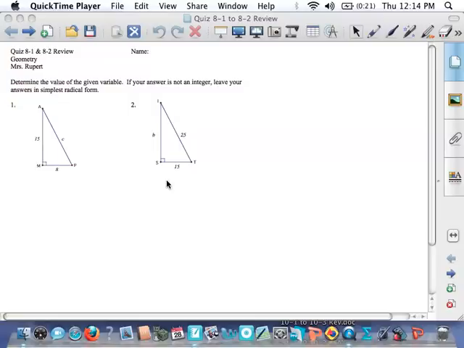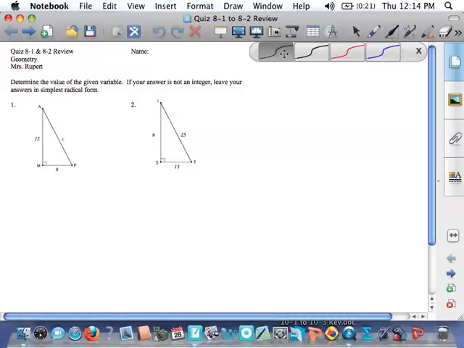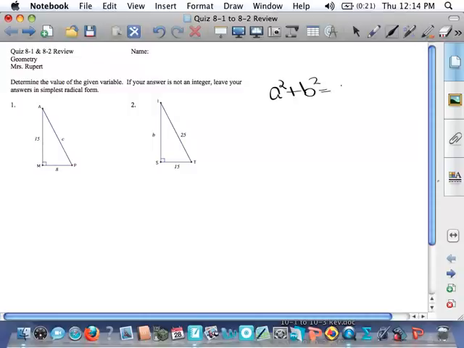Okay, let's take a look at the quiz review for sections 8.1 and 8.2. Remember, it covers the Pythagorean theorem and special right triangles. So for the first one, remember the Pythagorean theorem says a squared plus b squared equals c squared, where c is the hypotenuse opposite the right angle.